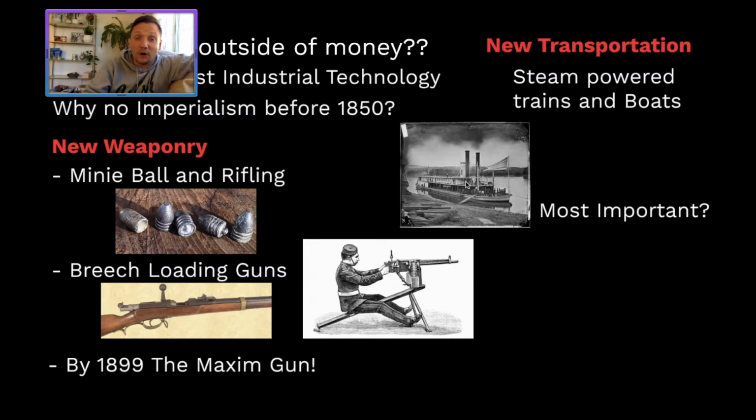So going forward, what is the most important one? This is probably the most important development going into the 1850s that gave the Europeans the ability to imperialize so quickly, and a lot of it has to do with medicine.